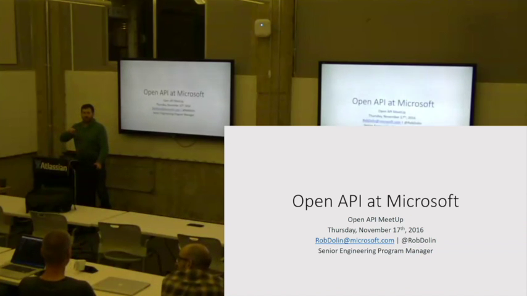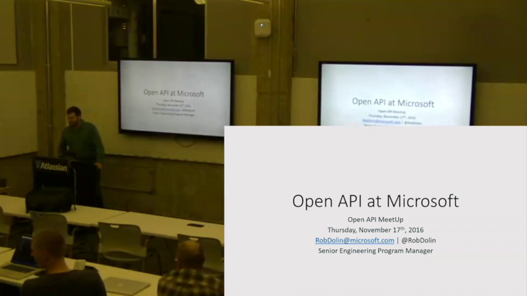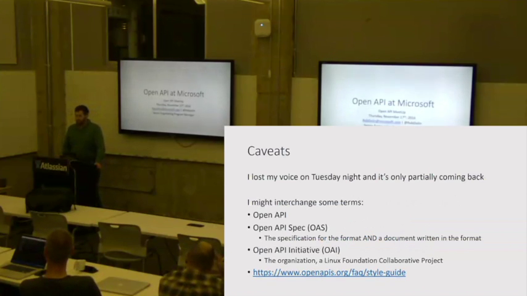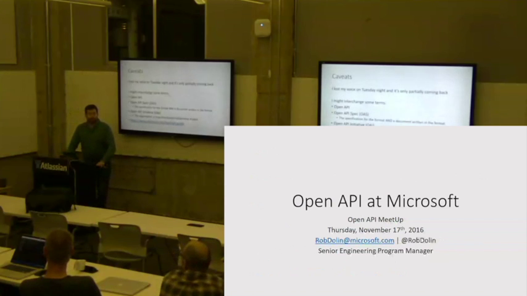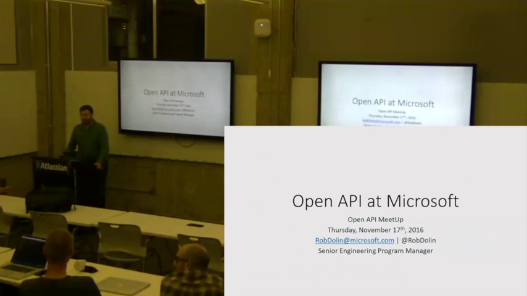Who else was not an Atlassian person? Marsh? I'm Marsh. I'll introduce myself as Rob. Cool. So, I'm sorry, Jeremiah. Jeremiah, the technical product owner for the Fitbit Web API. For the Fitbit Web API? Thank you.